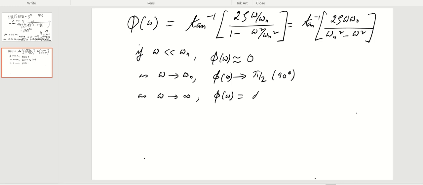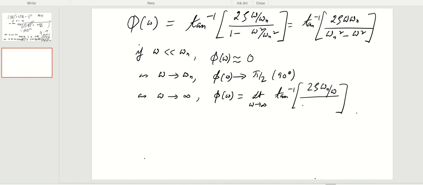then you have phi equal to limit omega tending to infinity tan inverse of 2 zeta omega n by omega upon omega n square by omega square minus 1.